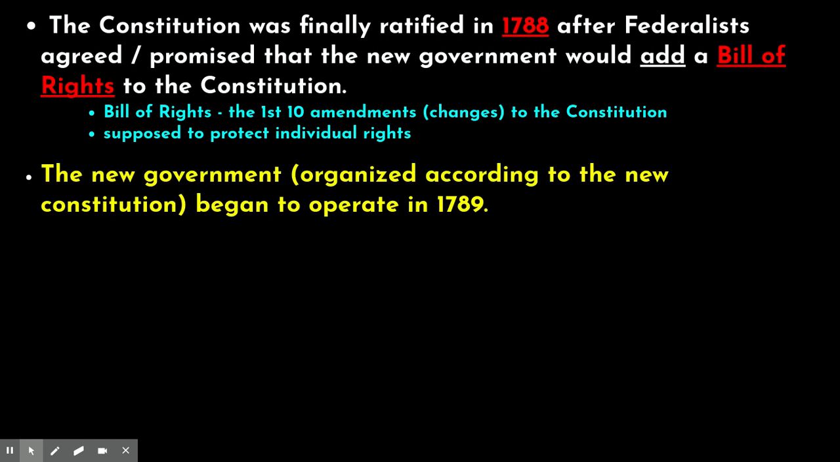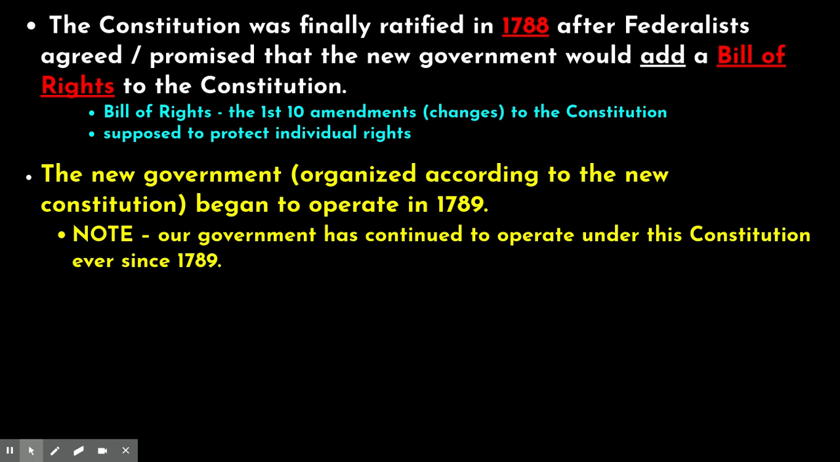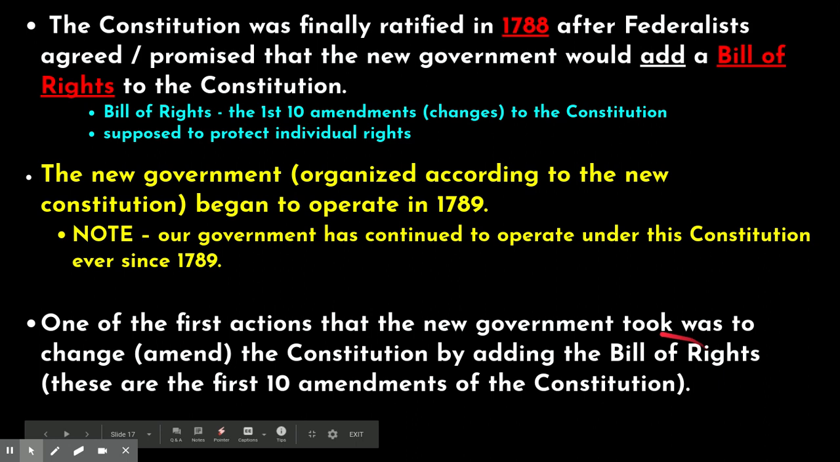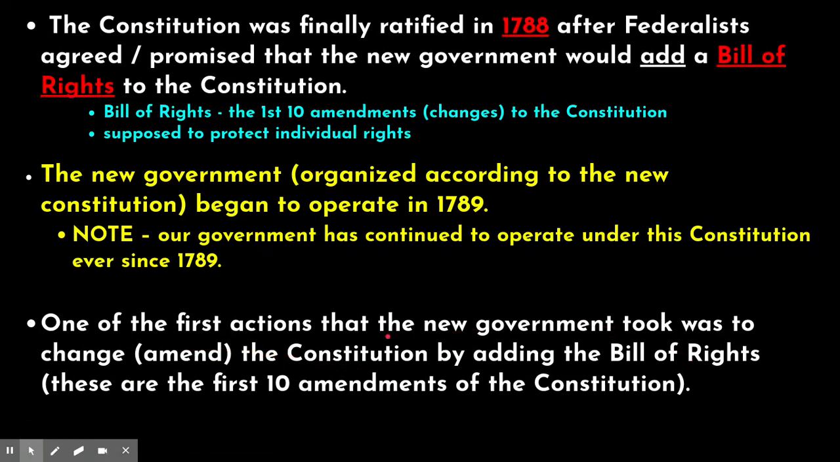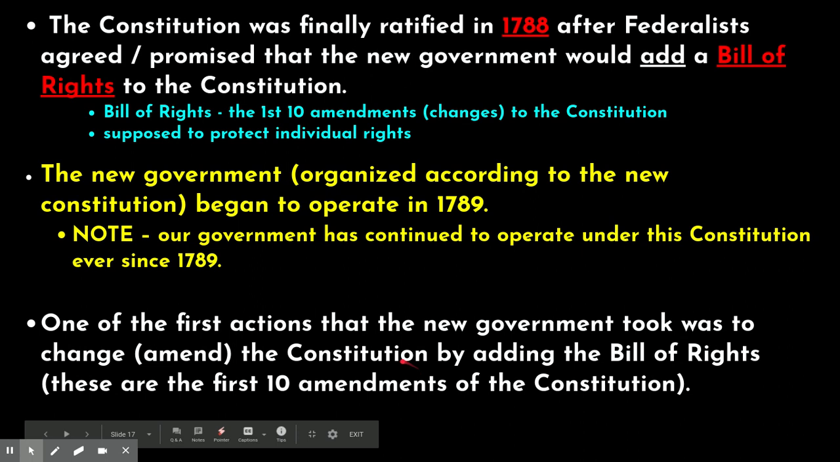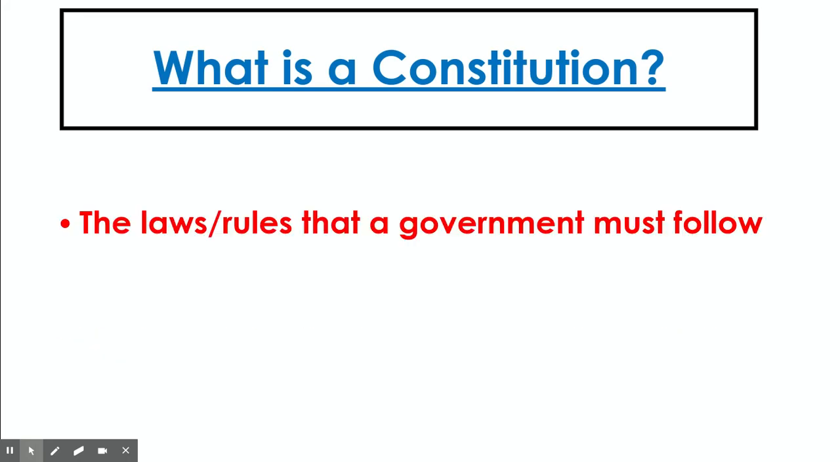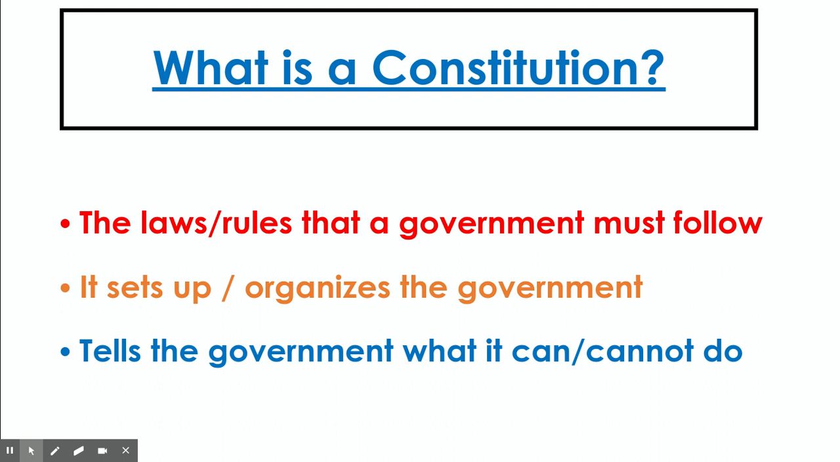The new government begins to operate, and one of the first things they do is to change the Constitution. One of the first actions was to amend or change the Constitution by adding a Bill of Rights. The first 10 amendments, or 10 changes to the Constitution. Our government has continued to operate under this Constitution ever since 1789. All right, that is it. You need to know what a Constitution is, of course. You can read that. That is all.